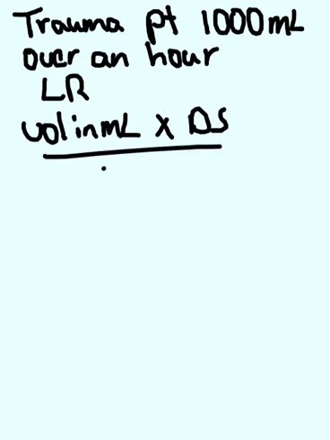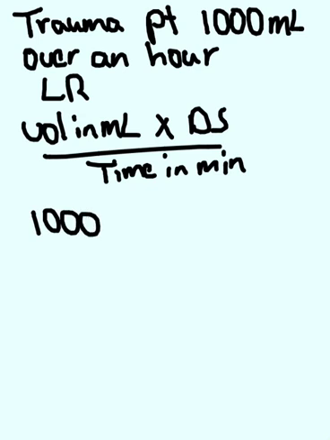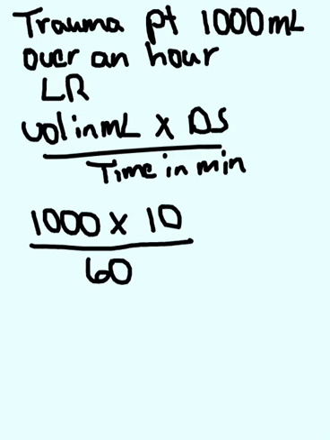So we're going to plug in our formula, which is the volume in milliliters times drip set divided by time in minutes. The volume is 1,000, times our drip set, and we're going to use a 10 drop set, divided by time in minutes, which is 60.